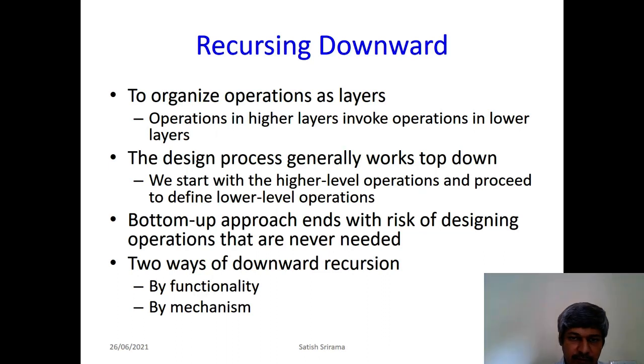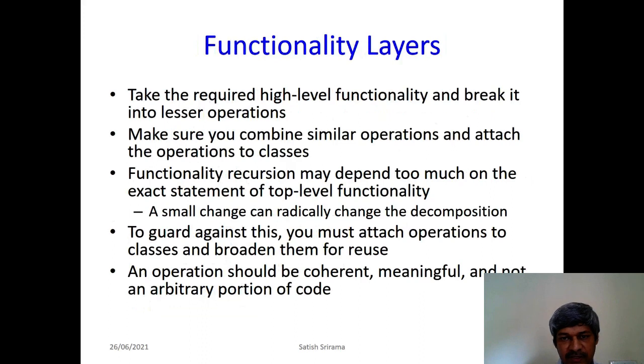There are two ways of doing this downward recursion. One is by functionality, another one is by mechanism. Let's see both of them. First, let us look at functionality layers. In this approach, we take the required high-level functionality and break it into lesser operations. Then we have to make sure that we combine similar operations and attach the operations to the classes. So we are taking the high level functionality, breaking it into lesser operations, and attaching them to respective classes.